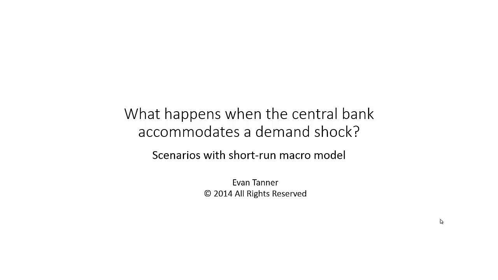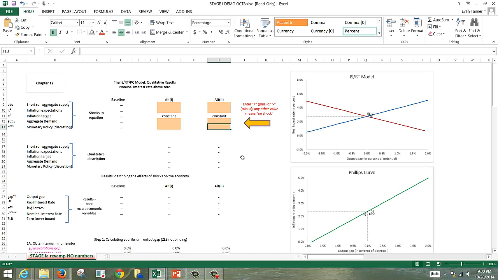Hello everybody. The scenario that we're going to look at in this video involves what happens when the central bank accommodates a demand shock. And we'll be doing this on the spreadsheet with the short-run macro model, the ISRT-PC model. So as you can see, we start out with no shocks.